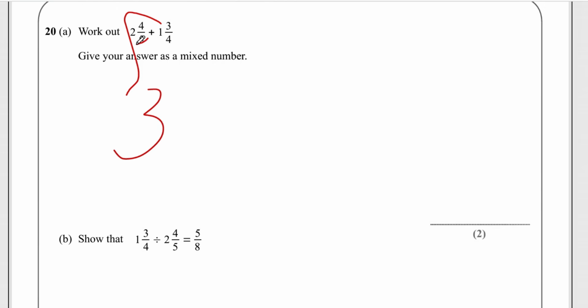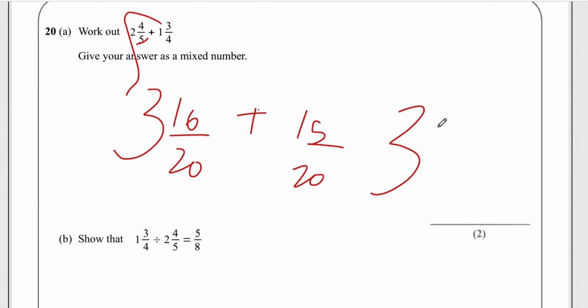So on this side, you do times 4 times 4. 4 times 4 is 16, and 5 times 4 is 20. So this is 16 over 20. Plus, on the right side, you do times 5 times 5. Okay, and that will give you 15 over 20. So 16 plus 15 is 31. So 3 whole number, 31 over 20.